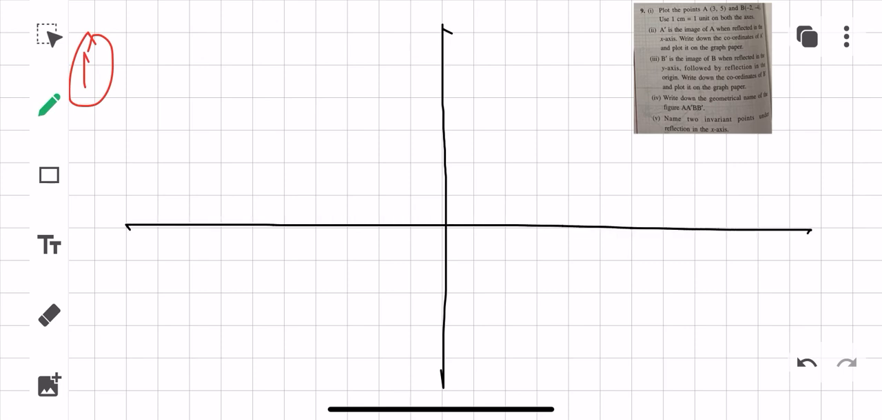okay, so the first point is A, that is 3 comma 5, children. So if I just I'm marking like this, so this is my 1 2 3 4 5, minus 1 minus 2 minus 3, 1 2 3 4, minus 1 minus 2 minus 3.